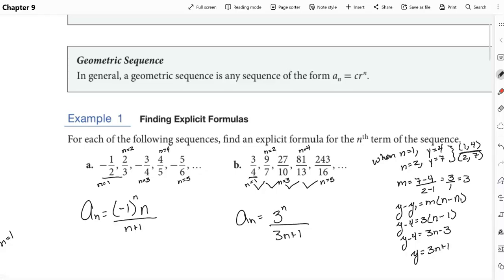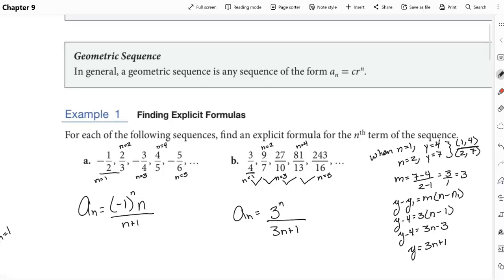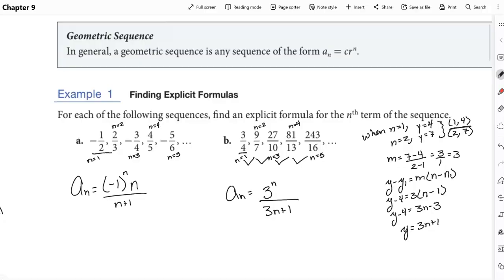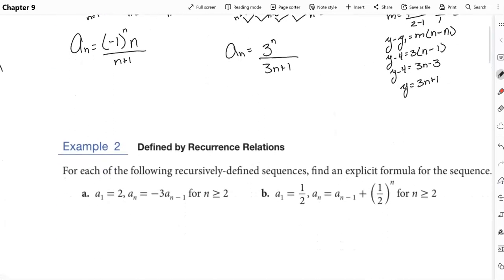And I always like to test it and make sure that that's going to work. So when n is 1, I'm going to have 3 to the first over 3 plus 1, which is 4. When n is 2, 3 squared is 9 over 6 plus 1, which is 7. When n is 3, 3 cubed is 27 over 9 plus 1, which is 10. So you can see how that's giving me that pattern. So we're pulling in a lot of different things that we've learned, like identifying linear functions and finding the equation between 2 points for that one.